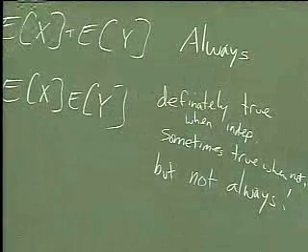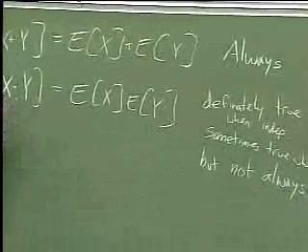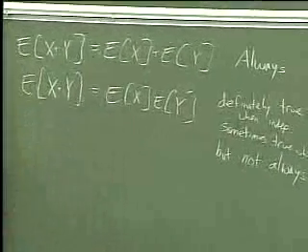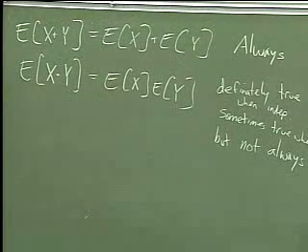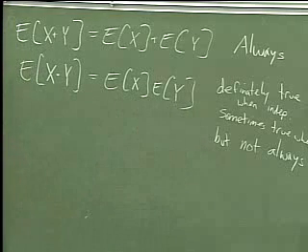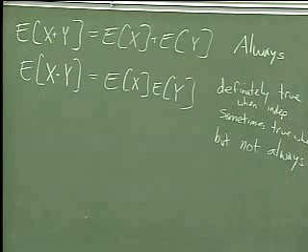Most unfortunate. So many times when you're solving problems, you wind up multiplying random variables, and if they're not independent, you just can't do that. That's the fact of life. But when they are independent, you can do it. Okay. Any questions?